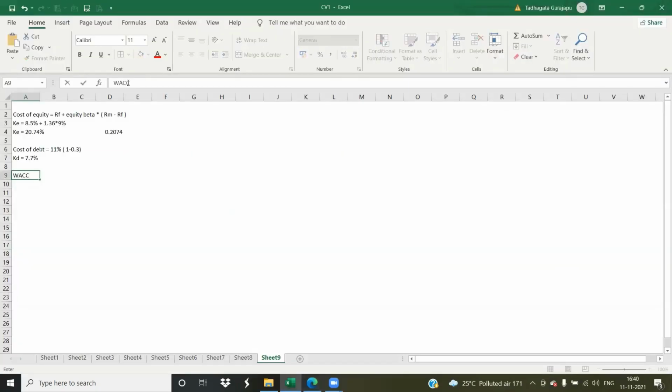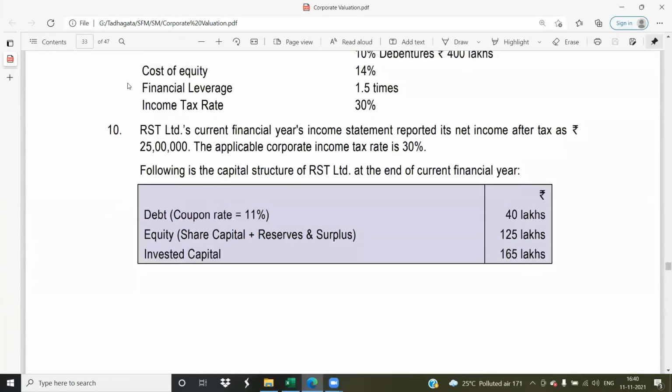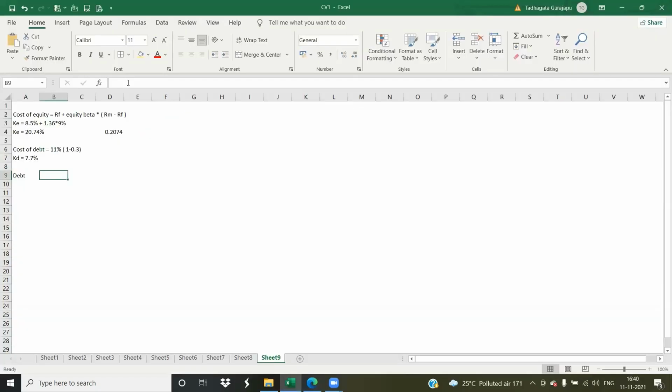So WACC, how much is the debt? Debt is equal to 40 lakh, equity is equal to 125 lakh, right? So debt is equal to 40 lakhs, equity is equal to 125 lakhs.